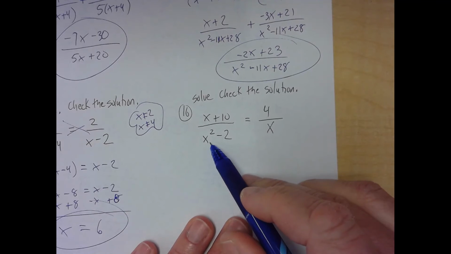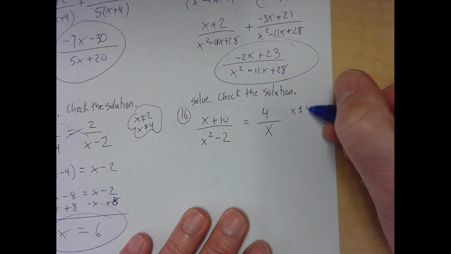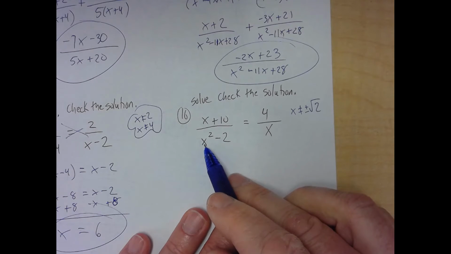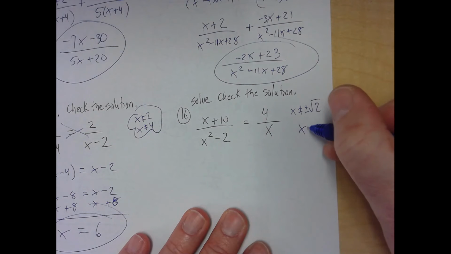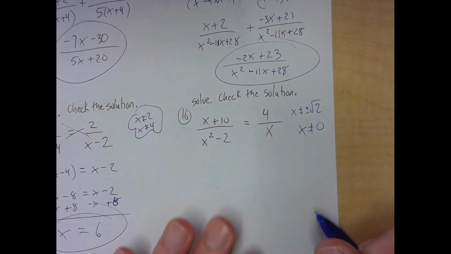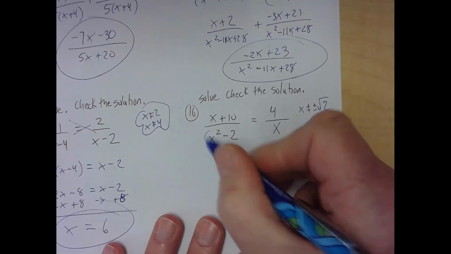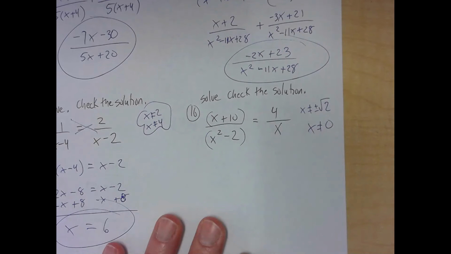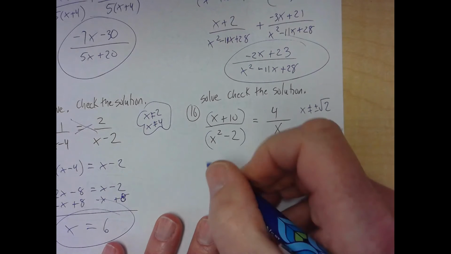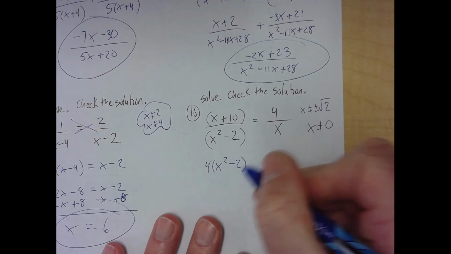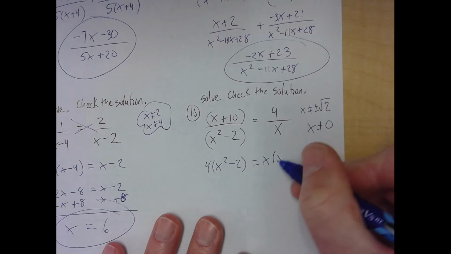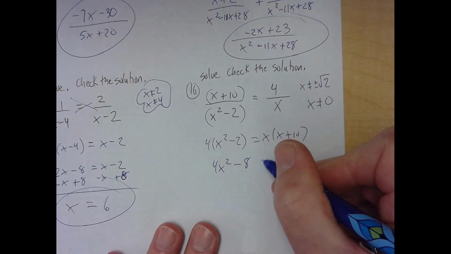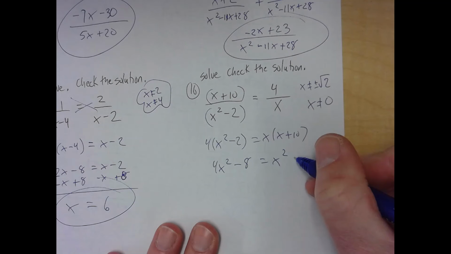This one here, we can't have plus or minus the square root of 2, so we've never really seen one like that before, because if we had the square root of 2 squared, that'd be 2 minus 2 is 0, and then x, of course, cannot be 0, because you'd be dividing by 0 there. Okay, cross multiply. Put that in parentheses. Put your binomials in parentheses because you've got to distribute. So it's going to be 4 times x squared minus 2, and then it's going to be x times x plus 10. So it's going to be 4x squared minus 8 is equal to x squared plus 10x.